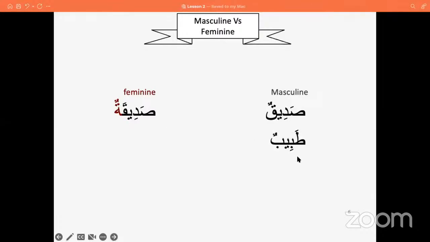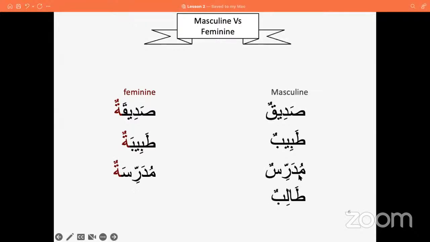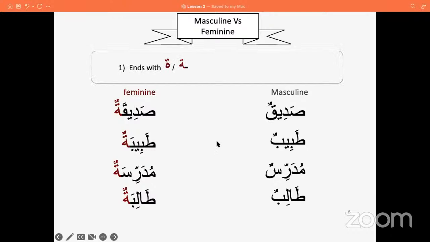Tabibun, tabibatun. Mudarrisun, mudarrisatun. Talibun, talibatun. Right, so the first sign we have is that the feminine words generally end with a ta.